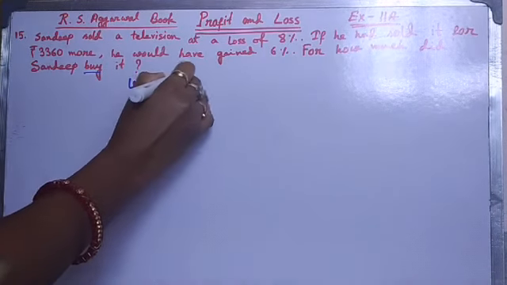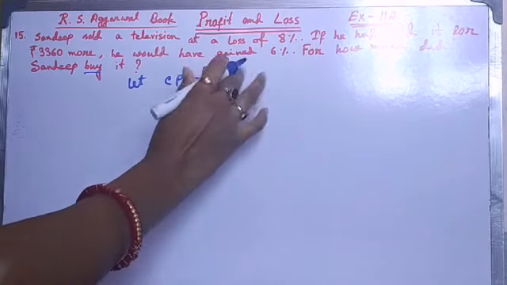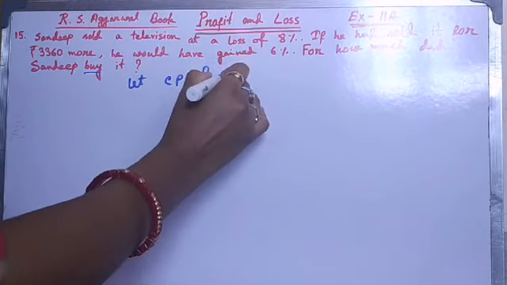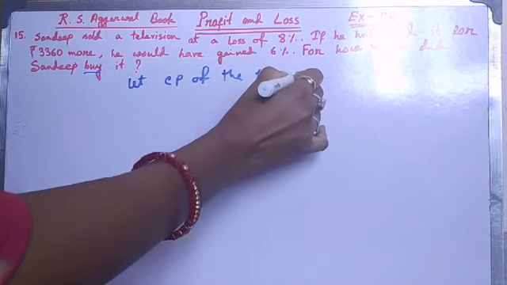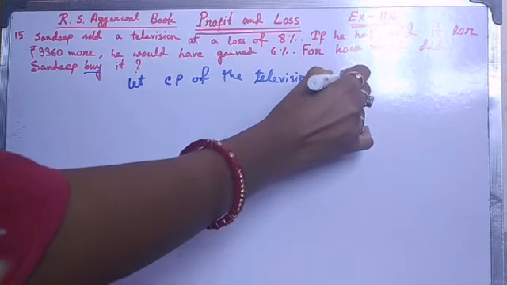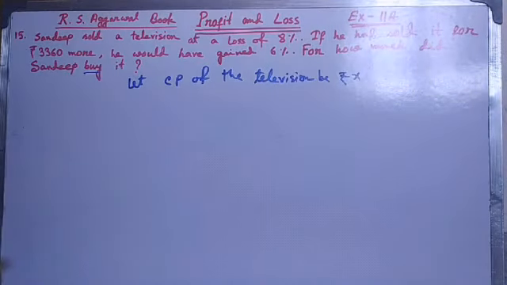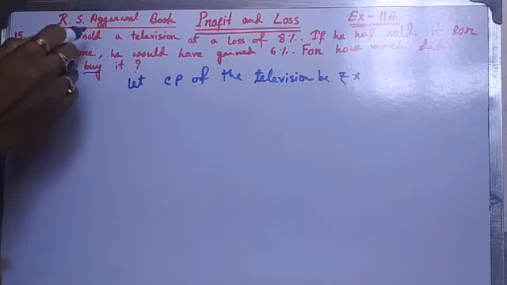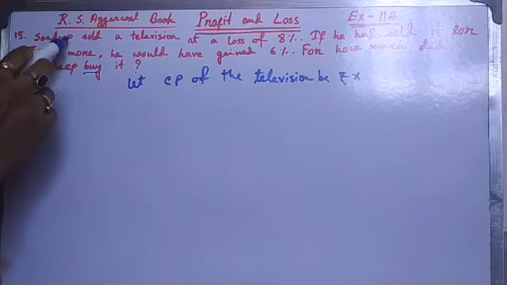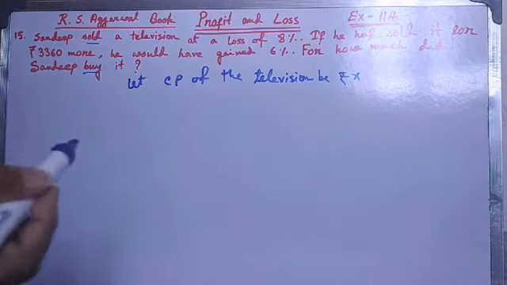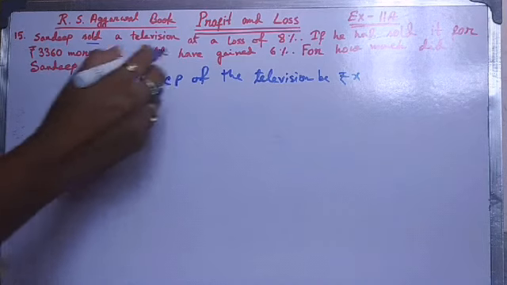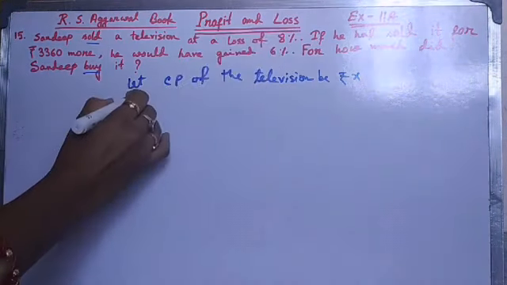Let CP of the television be rupees x. Then, I repeat once again, Sandeep sold a television at a loss of 8%. That is selling price. Here loss is 8%.